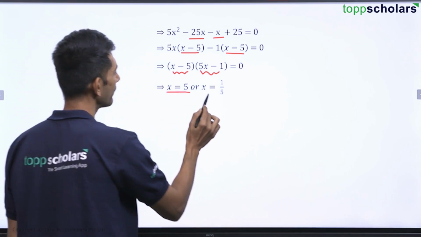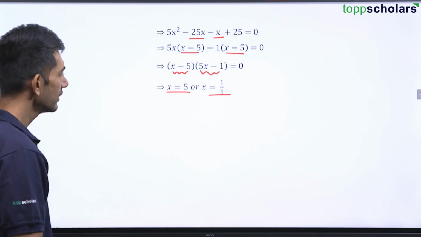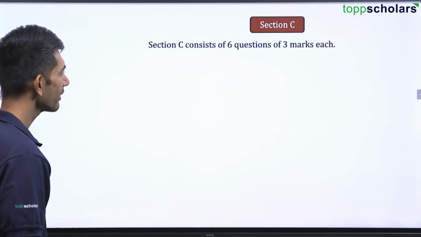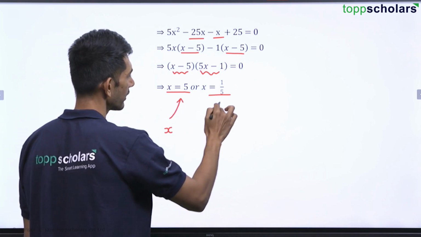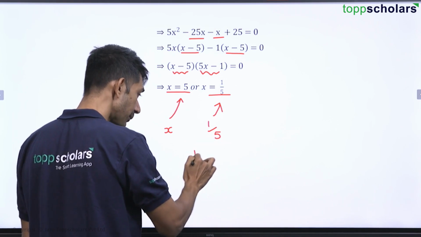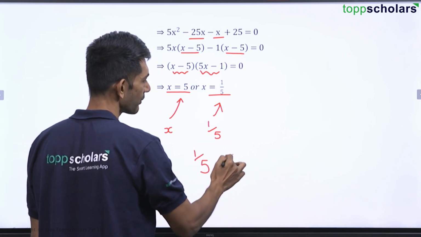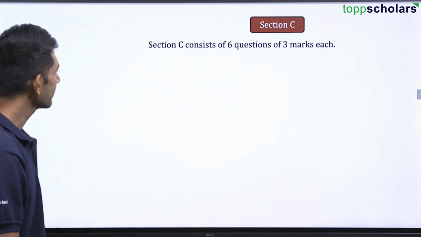So once you get the value of x as 5, once you get the value of x as 1 by 5, you got the two numbers. The first number is 5, the reciprocal is 1 by 5, right? If the number is 5, the reciprocal is 1 by 5. Or if the number is 1 by 5, the reciprocal is 5, same thing. Correct? Perfect. Let's continue further.